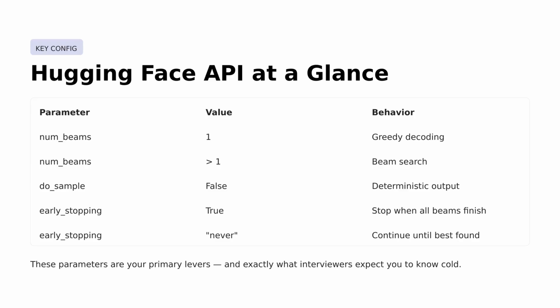Here's the quick mental model for Hugging Face generation settings. If num_beams is 1, you're doing greedy decoding. Set num_beams above 1, and it switches to beam search. If do_sample is false, the output stays deterministic. For stopping behavior, early_stopping set to true ends generation when all beams are done, while never keeps searching until the best result is found. These are the core knobs you should know instantly in an interview.